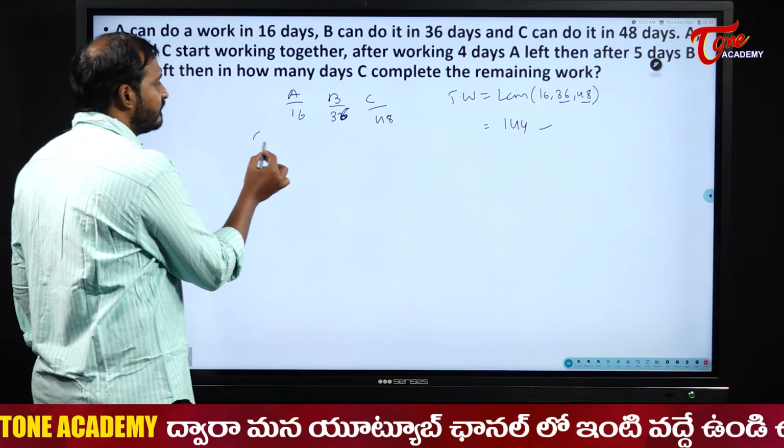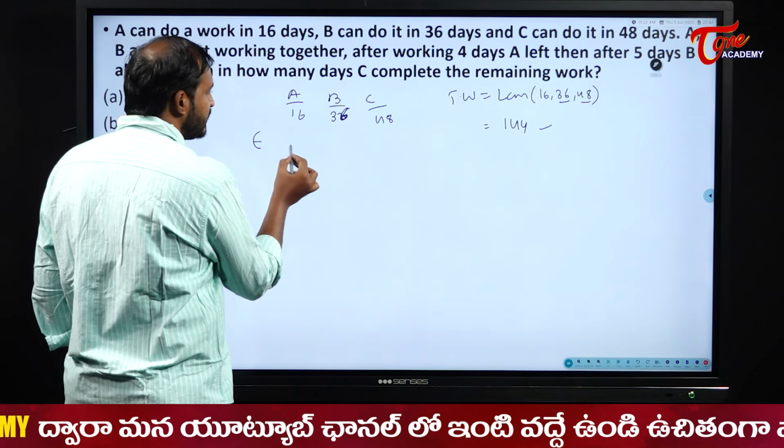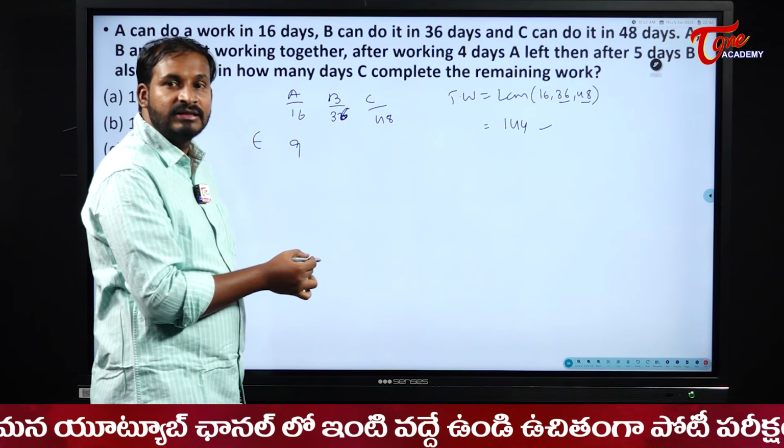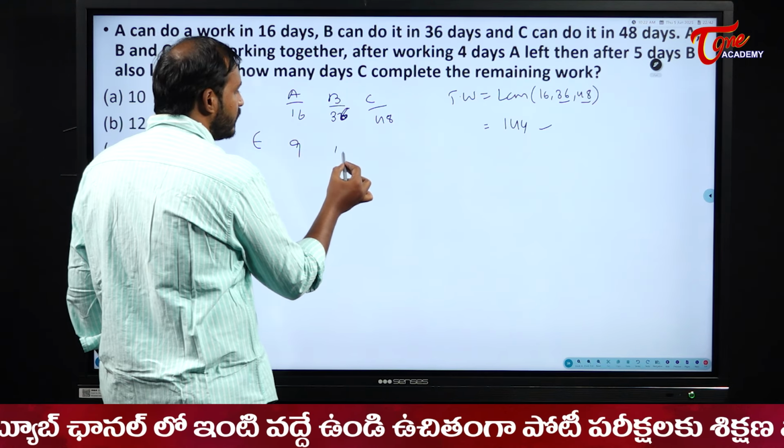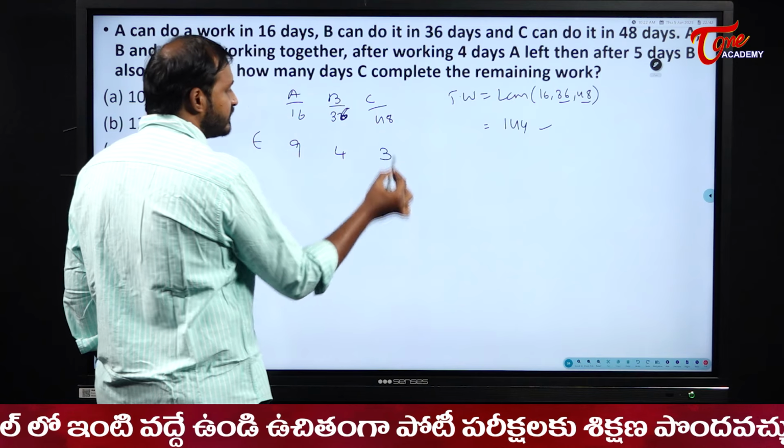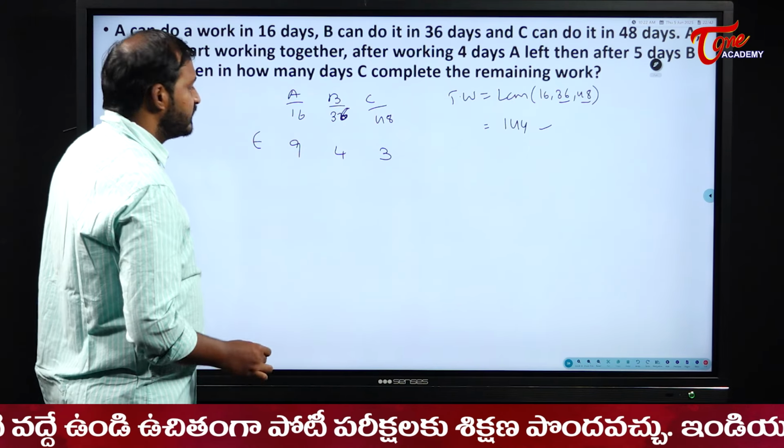Now tell me what is the efficiency of A? 144 by 16, 9. So 144 by 36, what it becomes? 4. 144 by 48, what it becomes? 3. Now, these are their efficiencies.